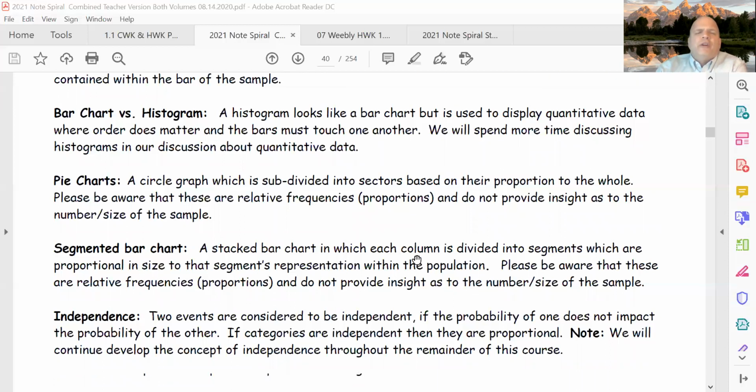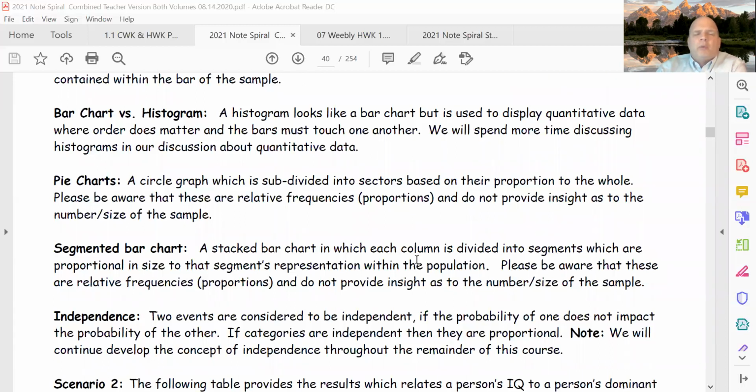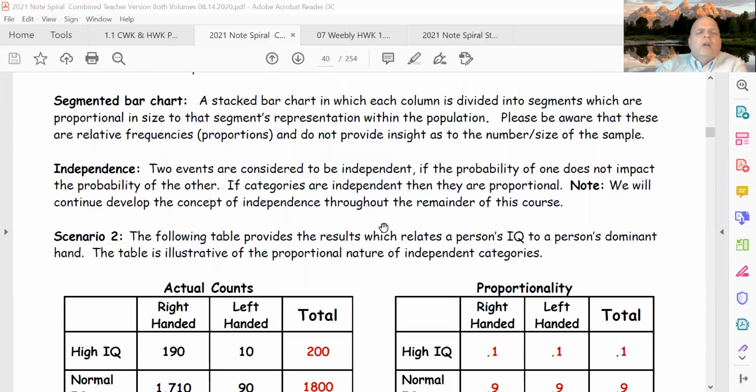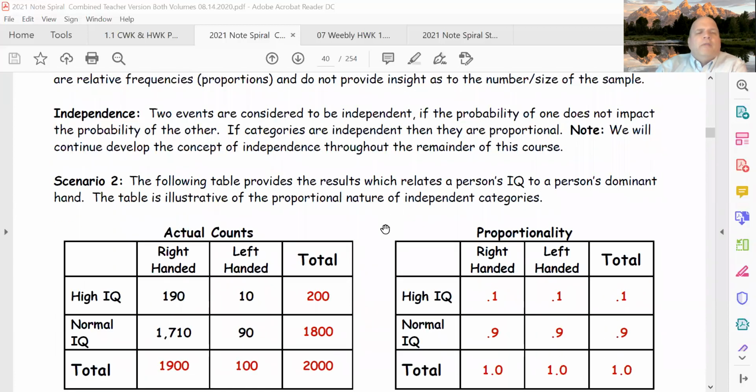We're going to introduce very briefly the concept of independence, and we're going to talk more about that as we go along. Independence means that one event does not impact the other. That's in probability. If categories are independent, then they must be proportional. In other words, it didn't have an impact. And like I said, we're going to develop this throughout our discussion on categorical variables, and that'll be in a following video.